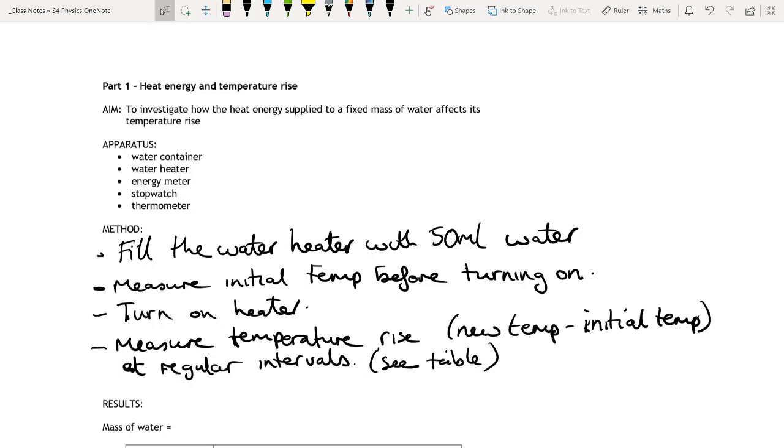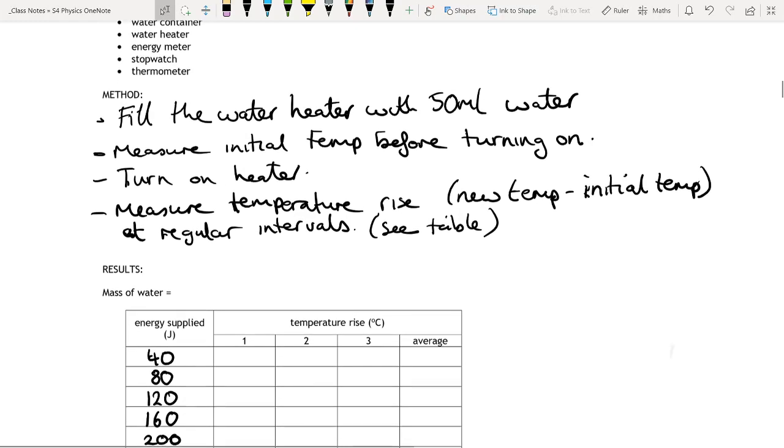So the apparatus is there for you, but the method is you're going to fill the heater with 50 millilitres of water. I've actually done that for you already, so you don't really need to crowd around the taps. You measure the initial temperature before turning anything on. Then you turn on the heater. And then you measure the temperature rise at regular intervals, and I've put a table.